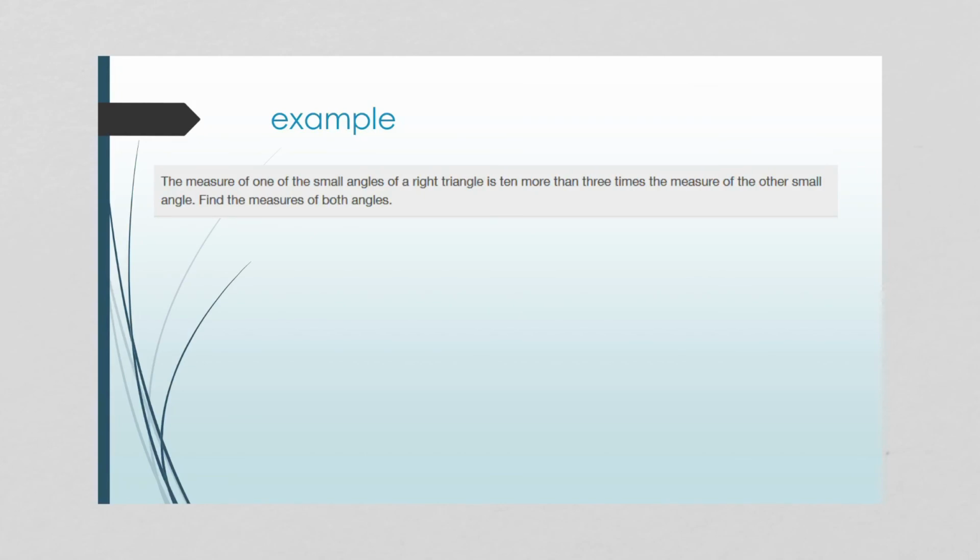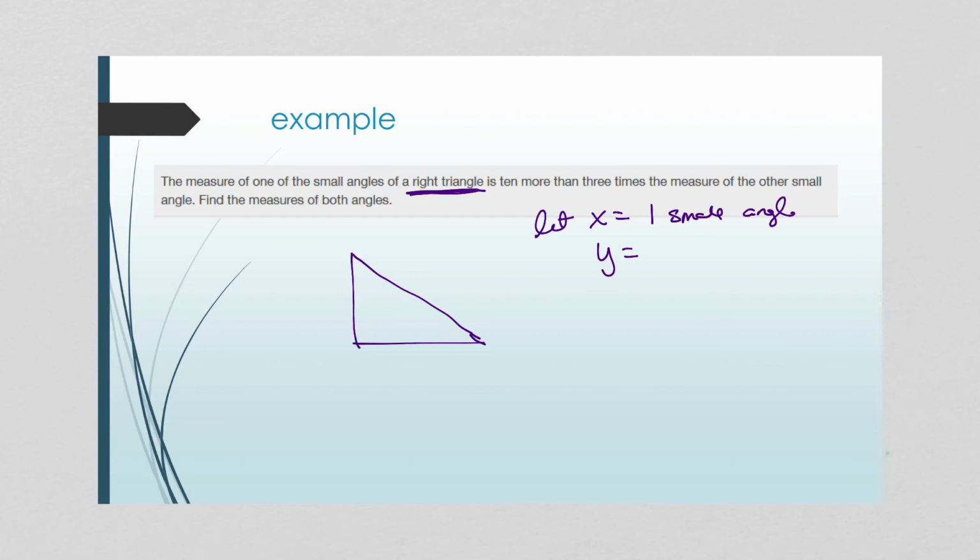All right, the measure of one of the small angles of a right triangle is 10 more than 3 times the measure of the other small angle. Find the measure of both angles. So this gives us a lot of information right here. It's a right triangle. That means there has to be a right angle in it, okay? So we know, let x equal one of the small angles, and we're going to let y equal the other.